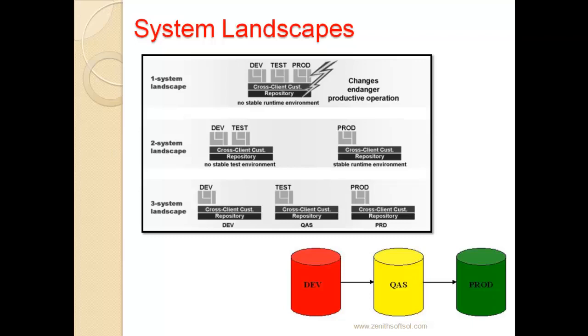Hello everyone. So now we'll be going to learn about a new topic, system landscapes. What exactly is an SAP system landscape? Landscape is the arrangement of the servers. So if you see, a typical landscape consists of development, quality and production.